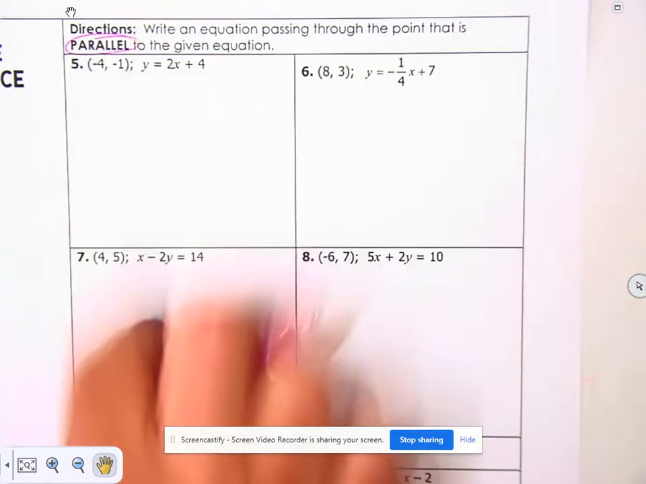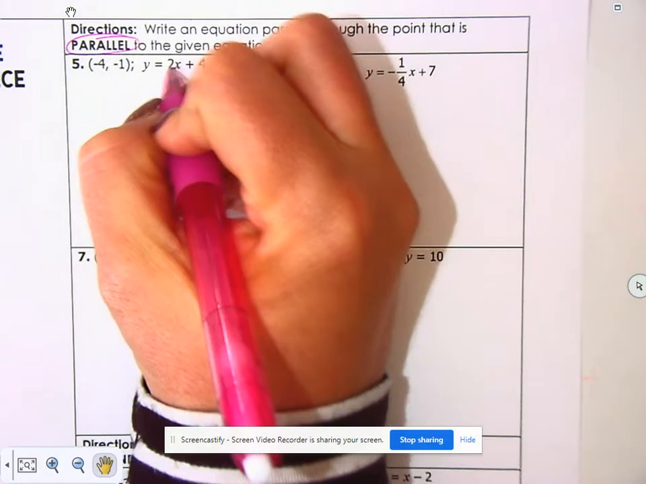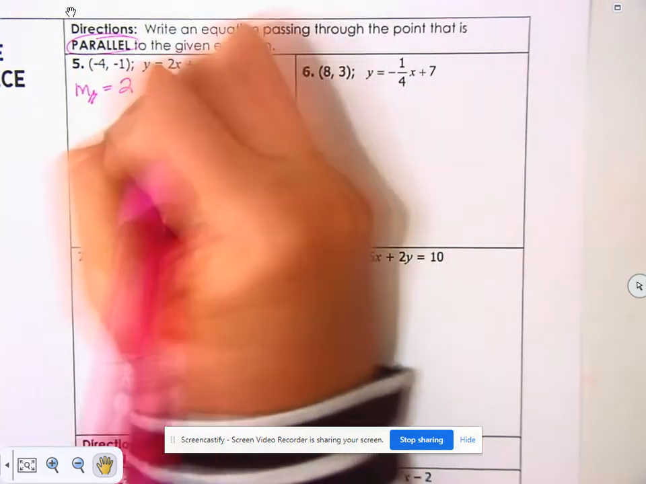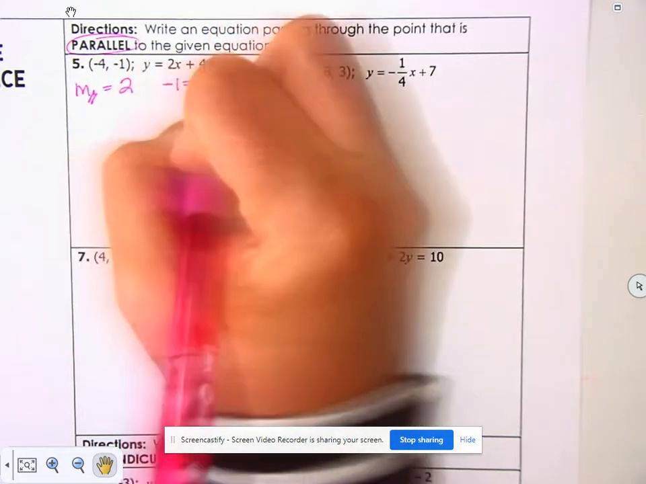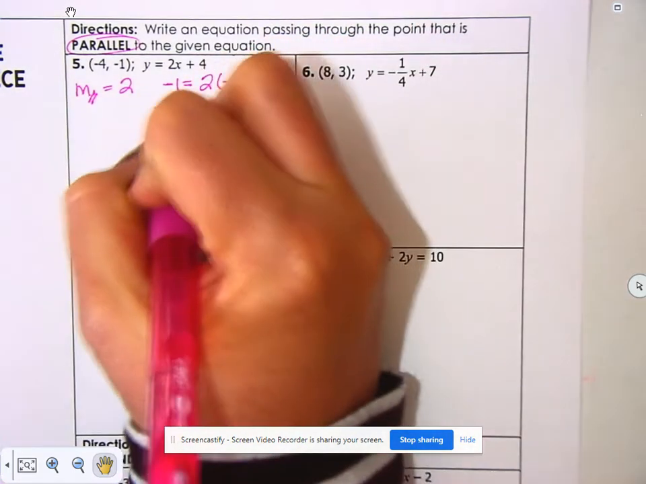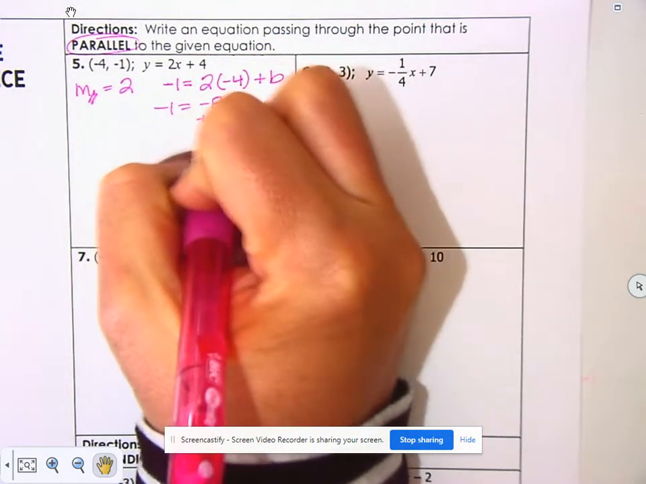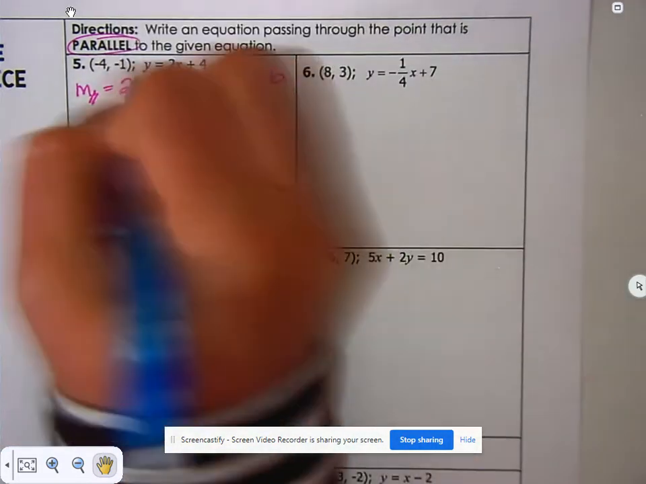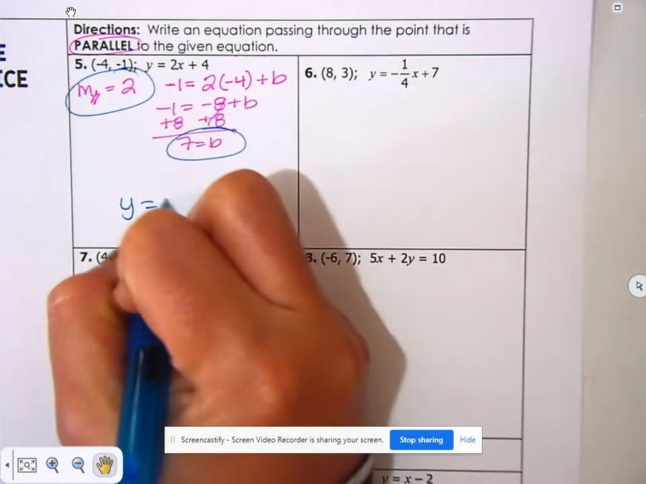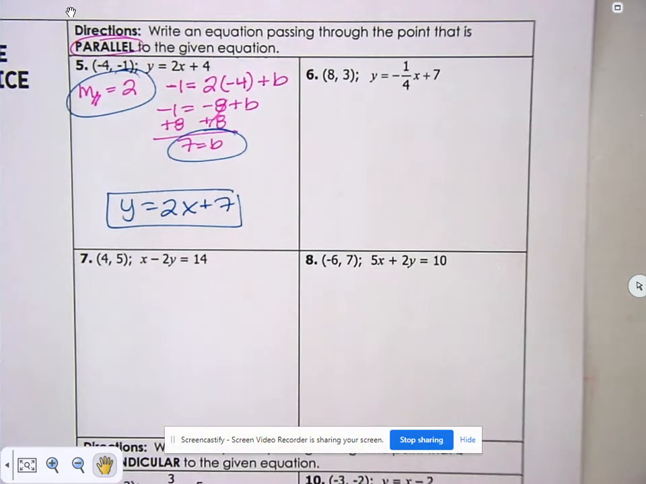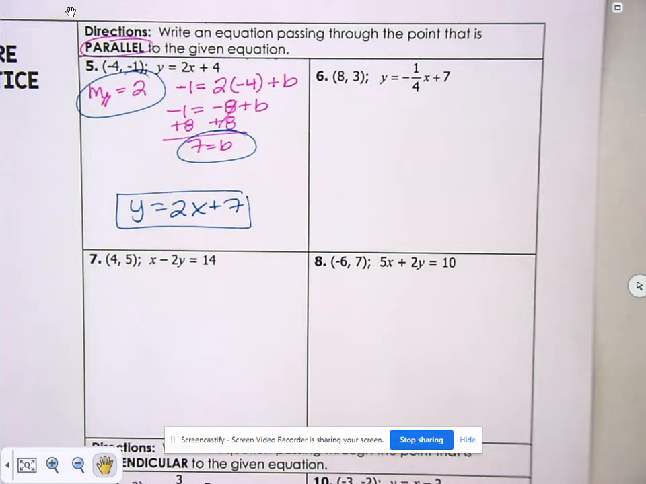Number 5. 5 and 7 are going to be parallel. So we're using the same slope. So our parallel slope is going to be 2 for this one. So we're going to say y, which is negative 1, equals our parallel slope 2, times our x, which is negative 4, plus b. So 7 is our b. You've got your m, you've got your b, y equals 2x plus 7. They're super easy when they're already in slope-intercept form.